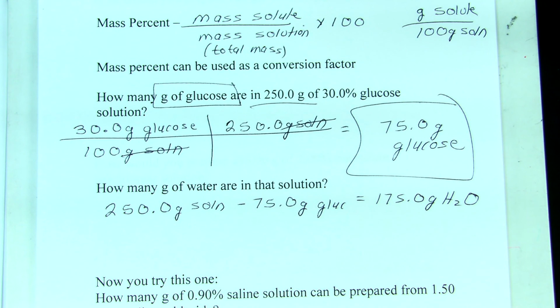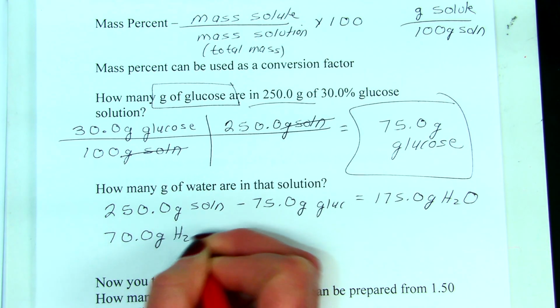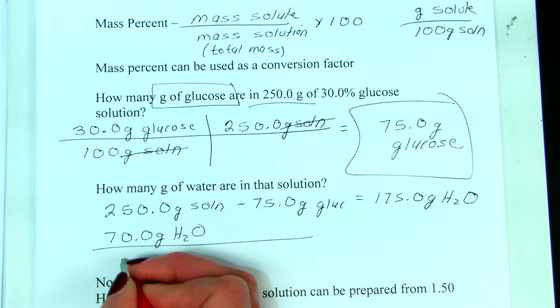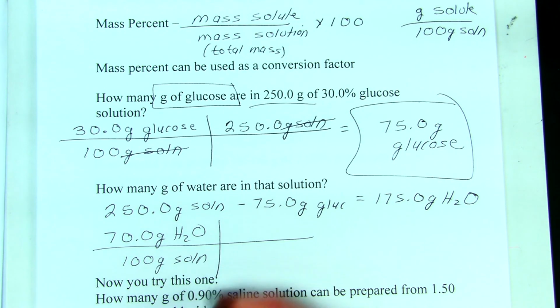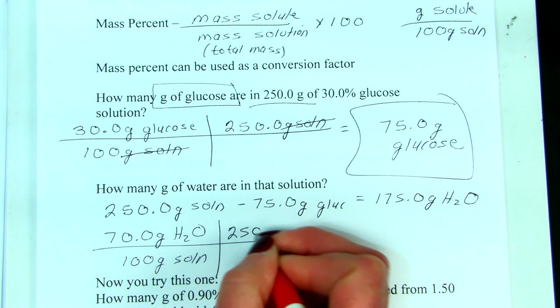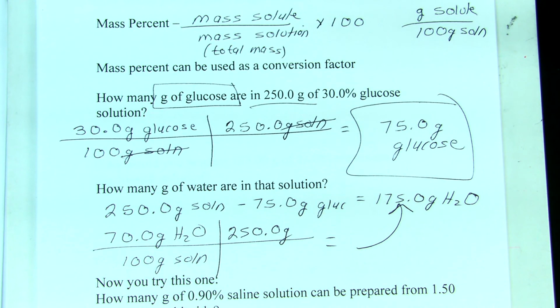Now, the other way that you can think about these problems is, if it's 30% glucose, how much water's in there? 70%, because remember, percent always adds up to 100. So we could have said, well, it's 70 grams of water for every 100 grams of solution times 250 grams, and we'd get the same answer. We still get that 175 grams of water.